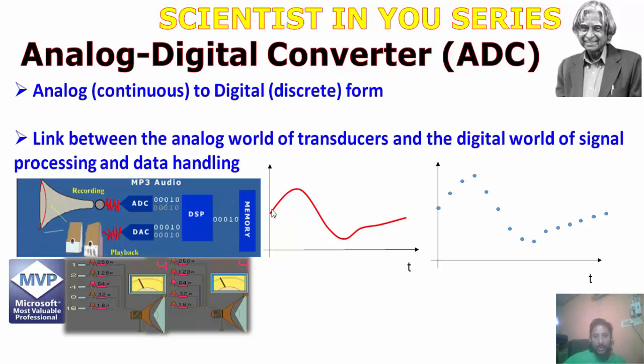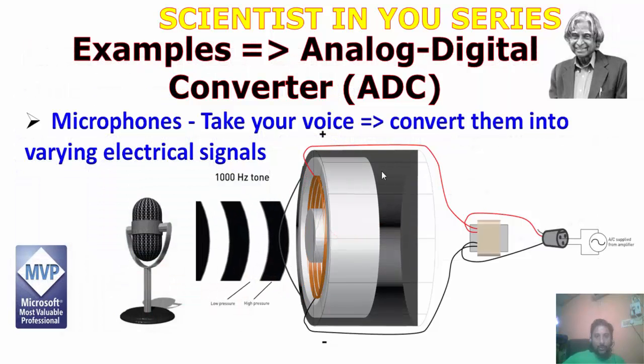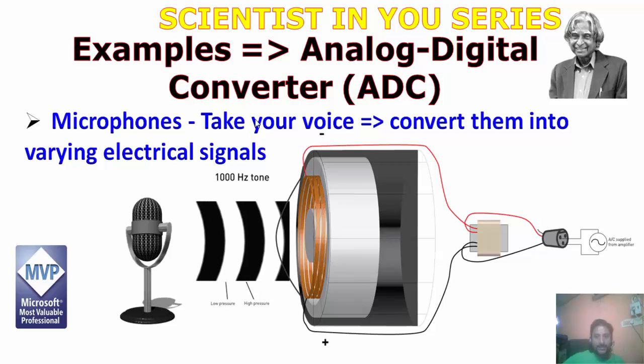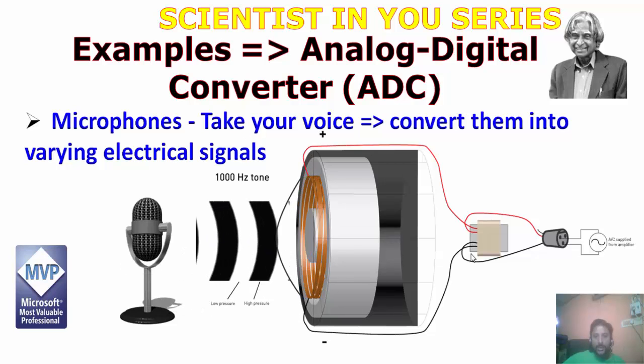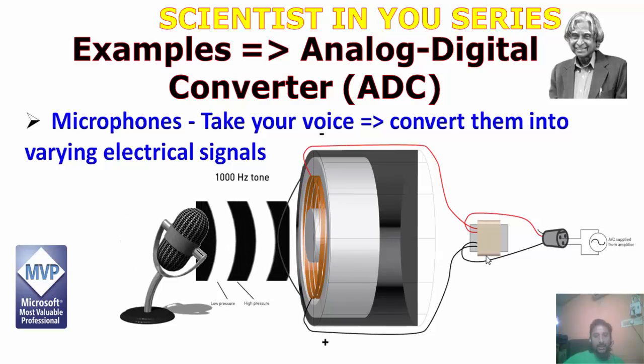You are able to see your analog values, and I have my values plotted. This is referred to as sampling. Let's move on to see what sampling is. The typical example of an analog to digital converter is your microphone. It takes your voice, converts it into an electrical signal, and it is stored as digital data.